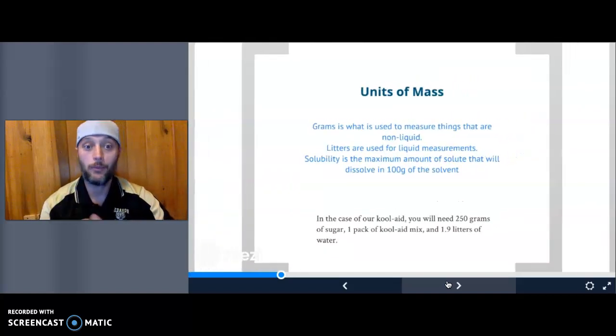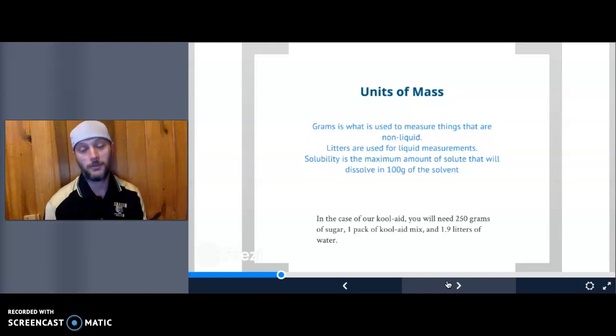Quickly, this is a really important thing that I feel like I've done a bad job of teaching. I've definitely done a bad job of making you memorize this throughout the year. We should be using grams to measure mass. Now, when you're at home, I don't expect you to be able to measure mass in grams. Maybe you have a kitchen scale that measures in ounces or something like that, but probably not. Most people don't. Liters are what we use for liquid measurements, and then solubility. Solubility is going to be the maximum amount of solute that can dissolve in 100 grams of the solvent. Again, the numbers behind it aren't going to be important for our lab purposes. We're going to say solubility is the maximum amount of powder that can dissolve.